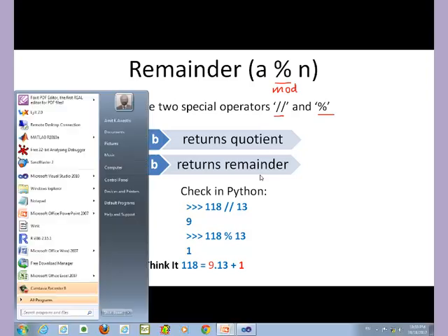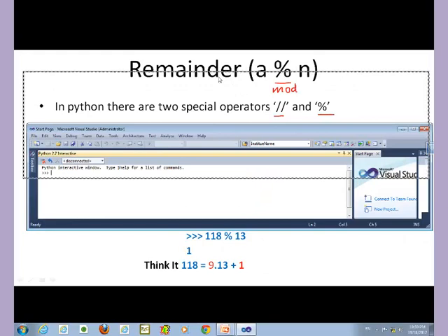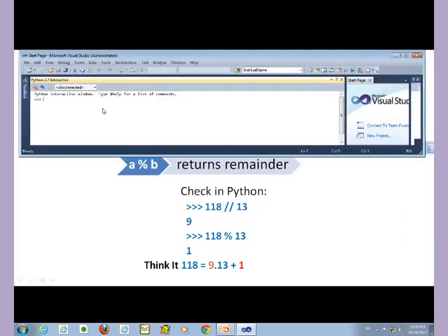We can check in Python that when 118 is divided by 13 using /, we get the quotient part, and it is 9. Now for the percentage symbol, 118 % 13 gives the remainder part, and that is 1. We can check it: 118 is 9 times 13 plus 1 as remainder. So this symbol is used for remainder.